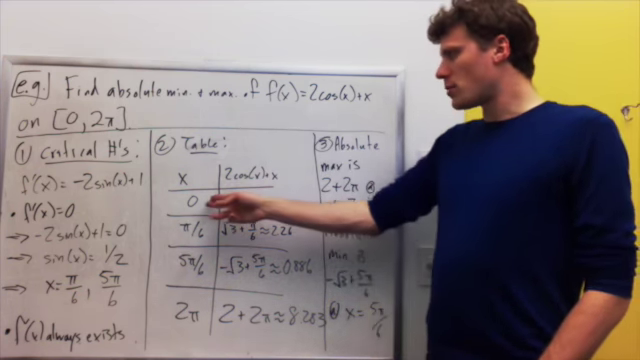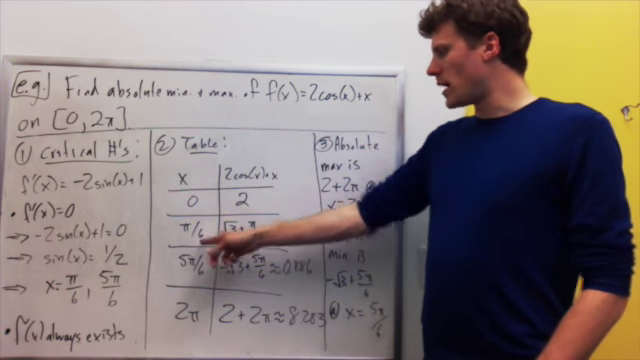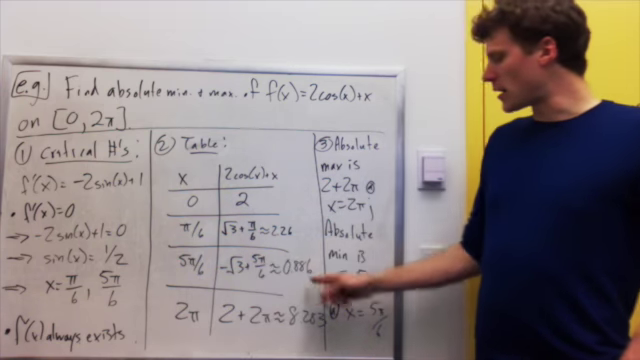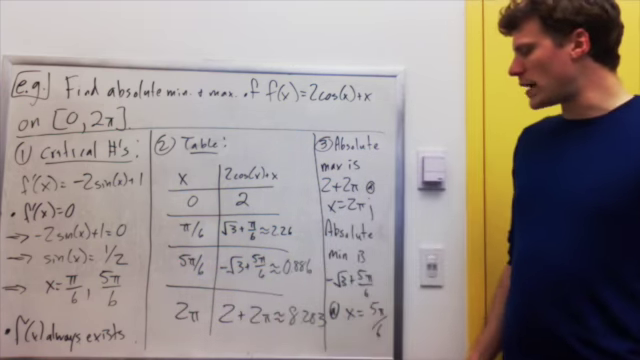So I plug in 0 into 2 cosine x plus x and I get 2. When I plug in pi over 6, I get about 2.26. When I plug in 5 pi over 6, I get about 0.886. When I plug in 2 pi, I get 8.283.